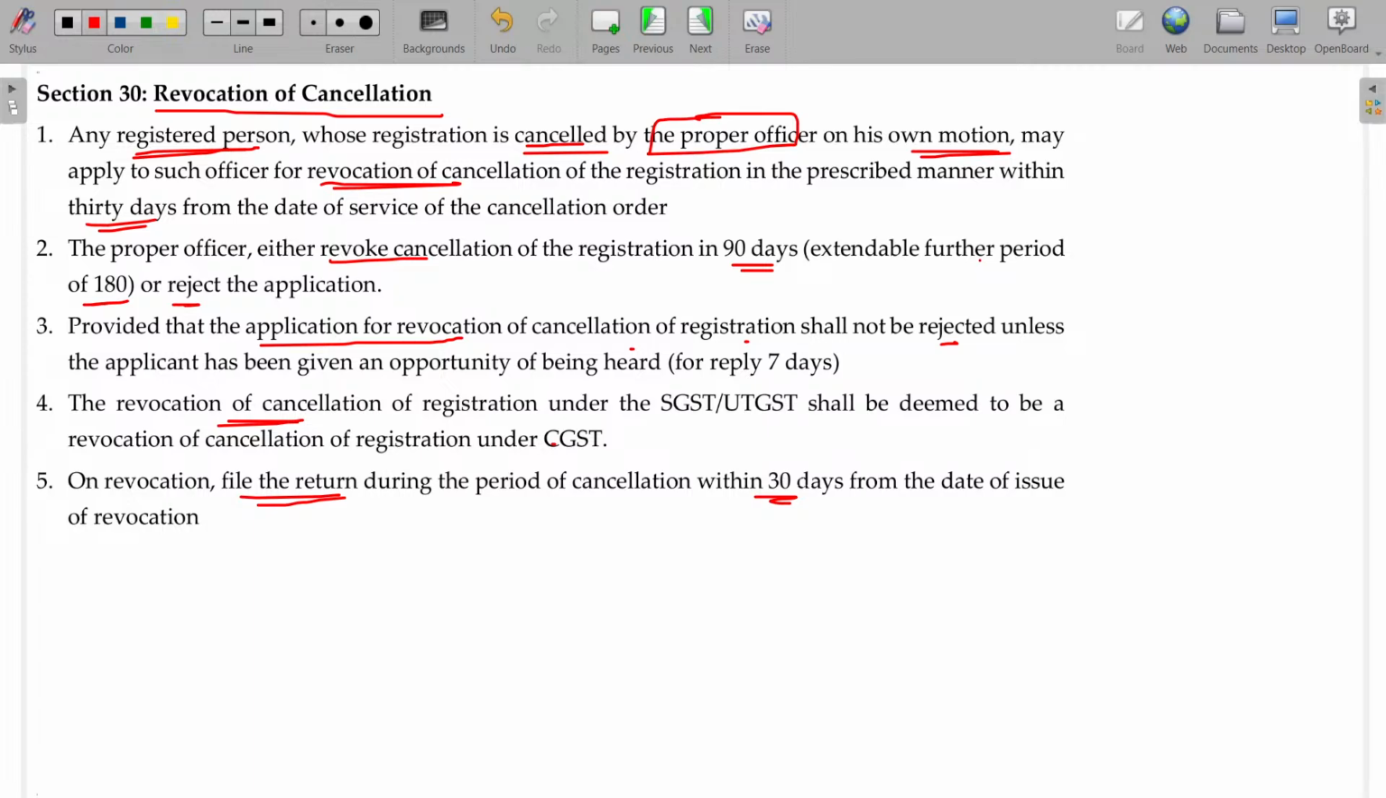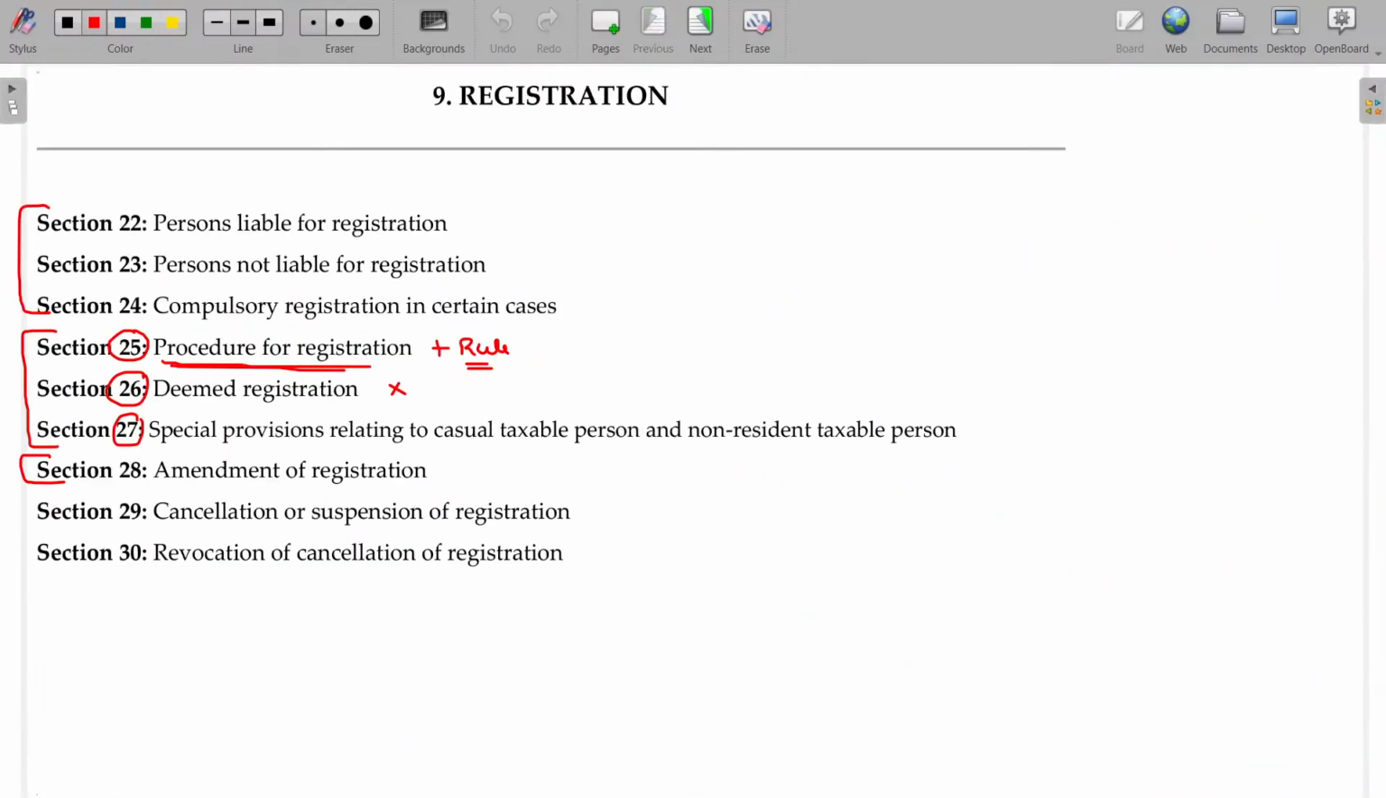So you got cancelled on 1st January 2026, but you got revoked on 1/2/2026, and during this period, whatever the transactions you have done, you have to file the return for this period within 30 days from the date of revocation. So with that, we have completed all the concepts related to the registrations. Before we complete this chapter fully, we'll see some theoretical questions also from this chapter.